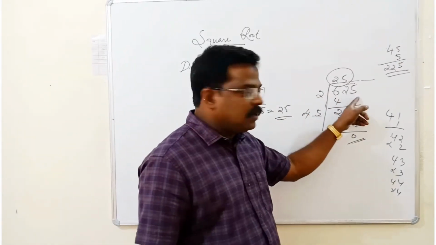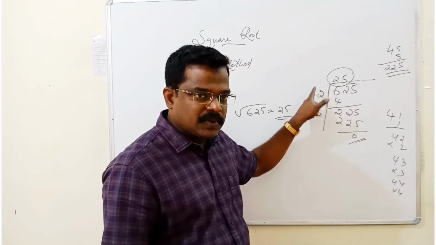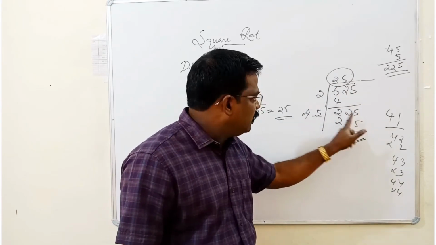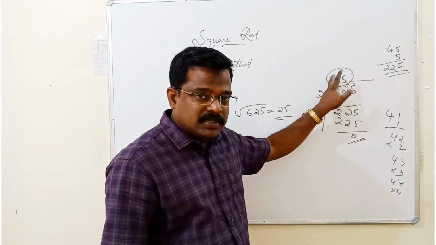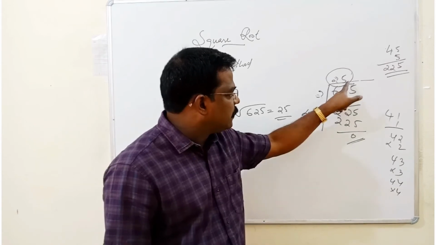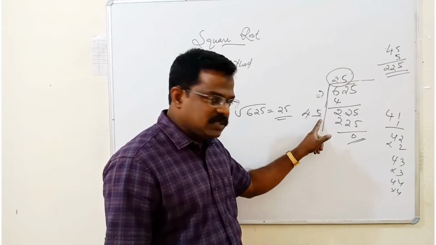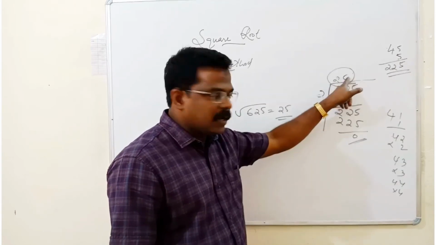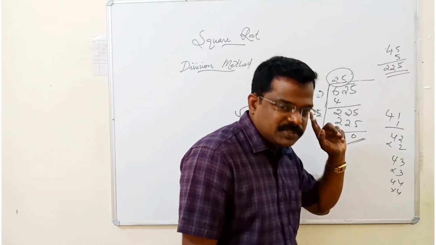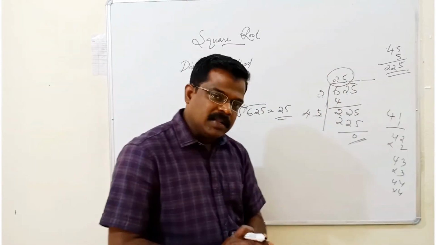So 625. The last 2 digits we separated, and 6 we divided with the square number. 2 into 2, 4, and we got 2 as remainder. Then we brought this 25 here. Then double the divisor, 2 plus 2, 4. Here you have to put a space for writing the quotient. Which number are we multiplying? Okay, 5 into 45. If it is 6, 46. The same number goes in the quotient also. So 5 into 45, you get 225, and we got 0 as remainder. So the quotient that we got, 25, is the answer here.